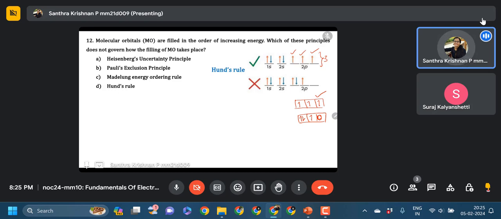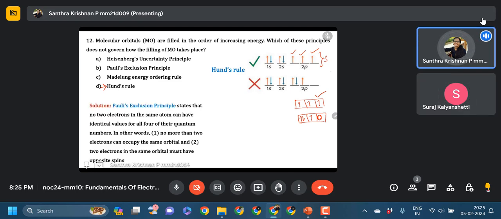Like the underlying principles of chemistry, Hund's rule states that we have to first singly fill the orbitals before doubly filling them. So that is Hund's rule. Next we have, I think, Pauli's exclusion principle.